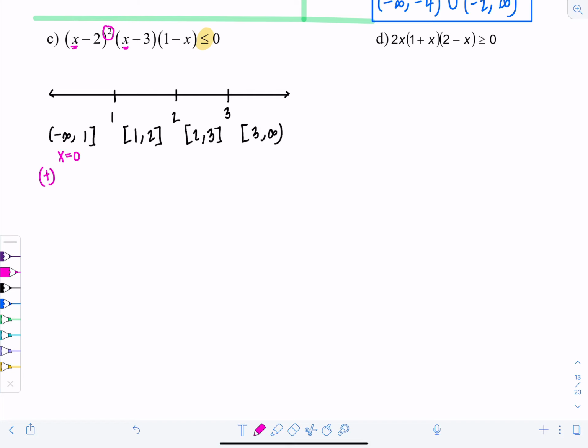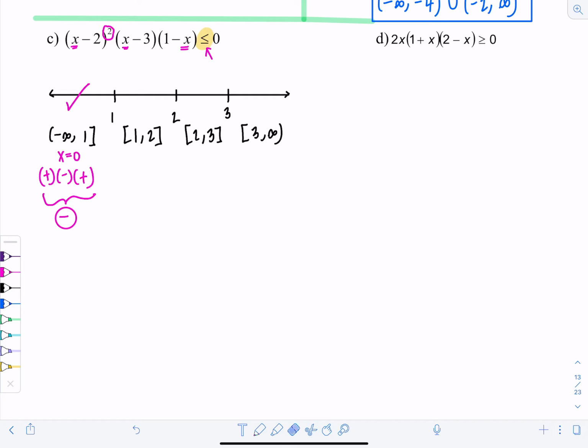0 minus 3, that's negative. And then 1 minus 0, that's positive. So I have a positive times a negative times a positive. That's going to be negative. Does that satisfy the inequality? Are negative numbers less than or equal to 0? Yes, so that interval works.